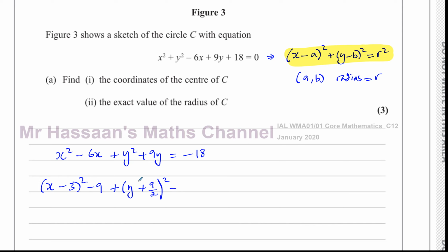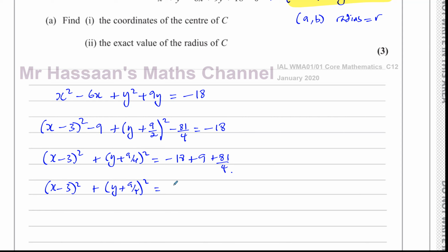So now I want to get the constants all on this side. So I've got x minus 3 squared plus y plus 9 over 2 squared equals, I've got minus 18 plus 9 and plus 81 over 4. That's going to be minus 9, so I've got 81 over 4 minus 9. 9 is 36 over 4, so I'll write that as minus 36 over 4. And 81 minus 36 is 45. That's going to give me 45 over 4. Okay, so I have x minus 3 squared plus y plus 9 over 2 squared equals 45 over 4.